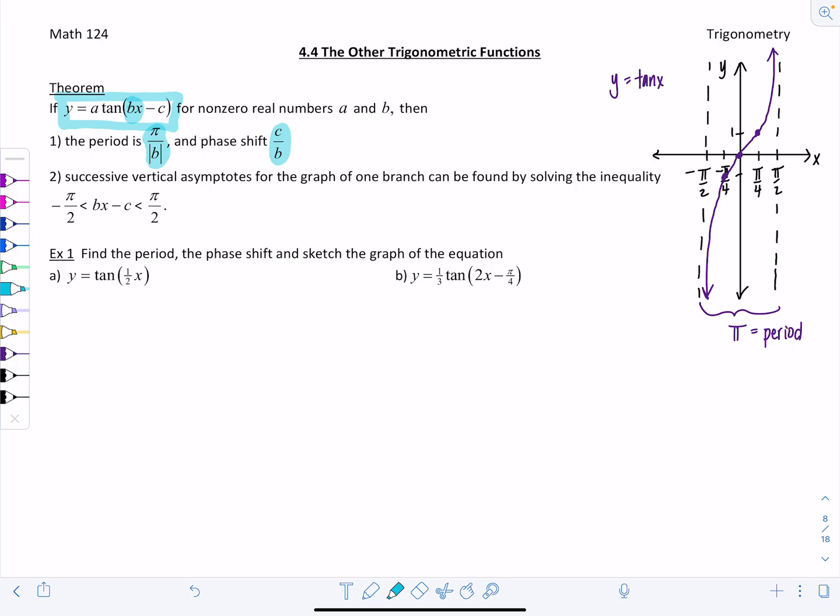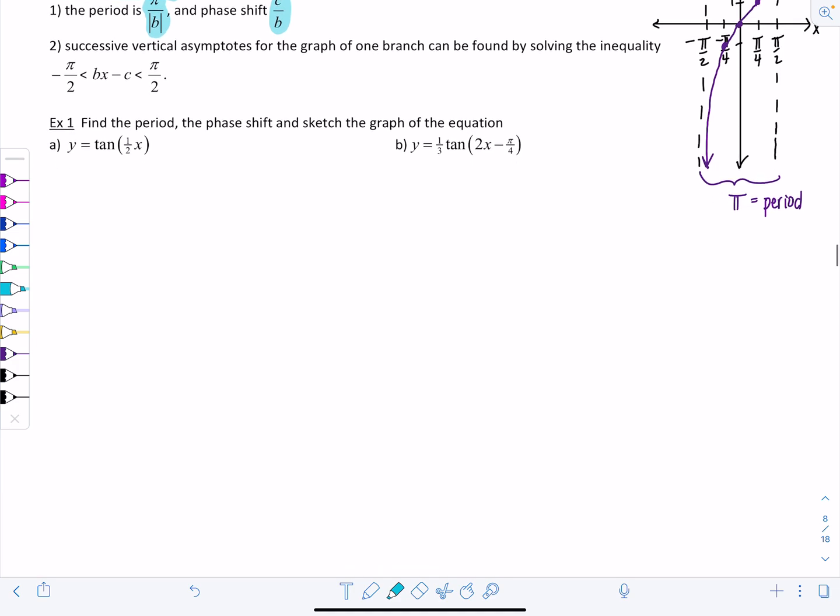Honestly, I don't usually do that because I just use the 5 key features of the graph. I remember what the tangent graph looks like, and then I go from there. If you like this inequality though, if you were taught this way before, that's fine, but I'll show you how I do it. I don't use it. Okay, so here we go. Keep in mind the graphs that we're looking at today: tangent, cotangent, secant, cosecant. These graphs do not have amplitude. They're not bounded.